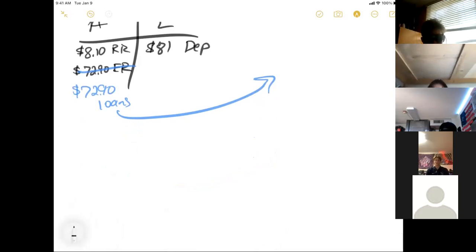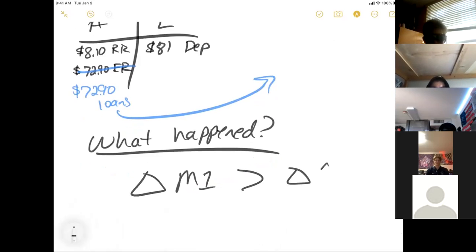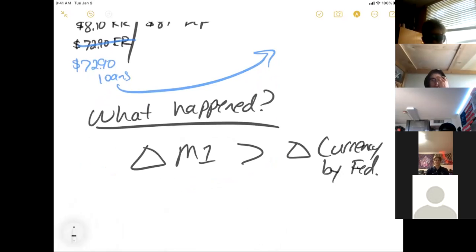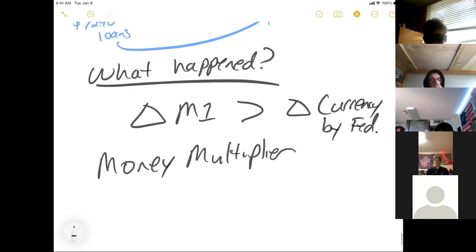Okay, what happened? $100 just became much more than that, right? The change in M1 is much bigger than the change in currency by the Fed. When the Fed changed currency, it led to a very big change in the money supply. This might look a little bit familiar to you. It's similar to what we talked about yesterday. It's a multiplier, right? This is essentially a money multiplier.